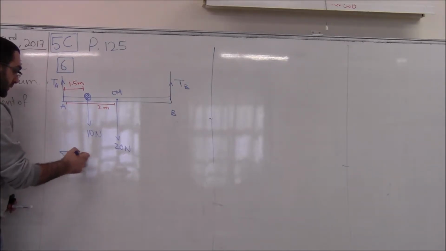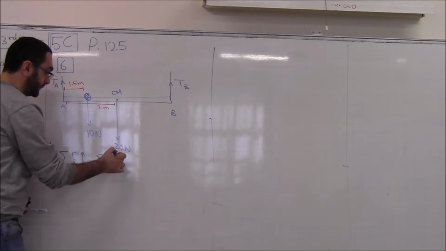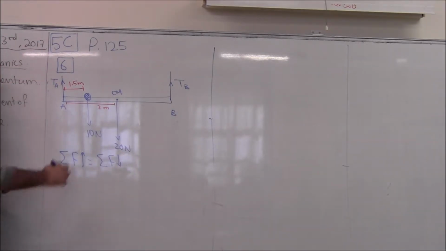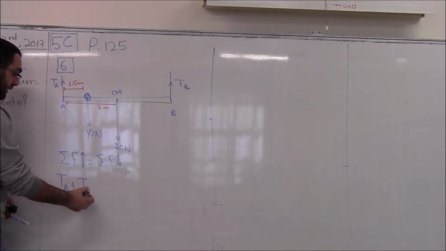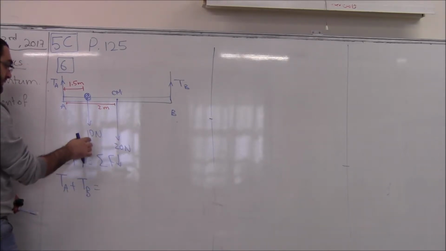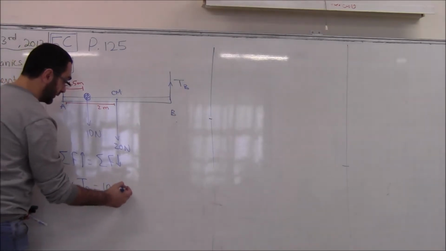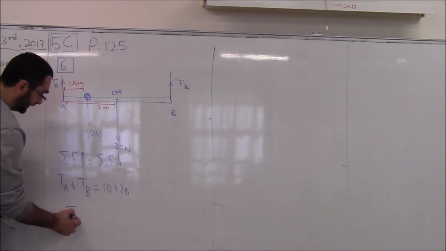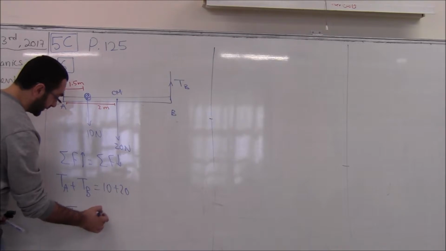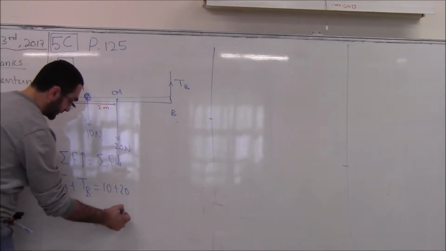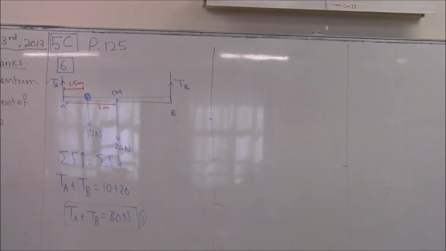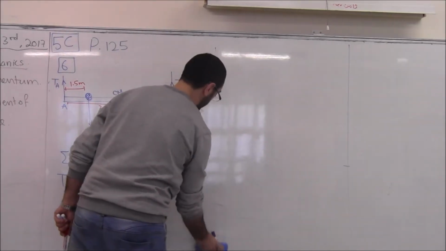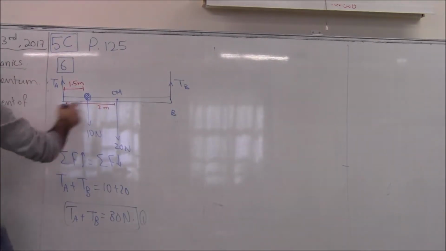First condition for equilibrium: sum of forces up equals sum of forces down. We have TA plus TB, upward forces, equals downward forces, 10 plus 20. So TA plus TB equals 30. This is the first equation. The second equation, I have to take moment of force clockwise equal moment of force anti-clockwise.